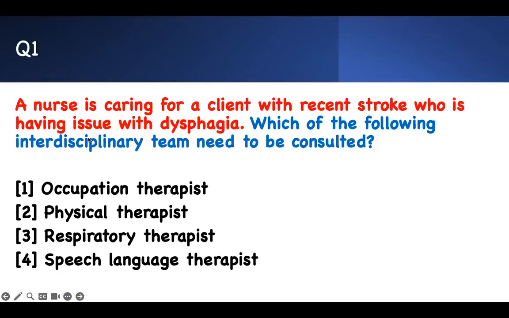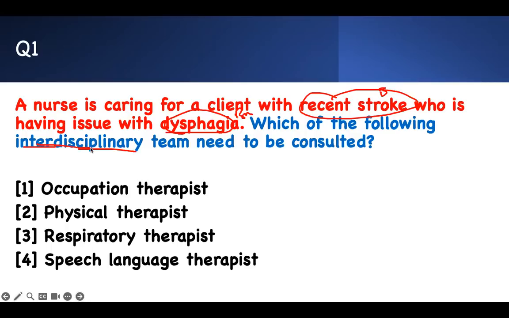Which of the following interdisciplinary team members needs to be consulted? We always forget about this group of people. Very, very important. If you don't know what it is, look at it. Interdisciplinary means there's a bunch of people involved to take care of one patient. The nurse is caring for a client with a recent stroke, buzzwords, okay? Who is having issues with dysphagia, buzzword.